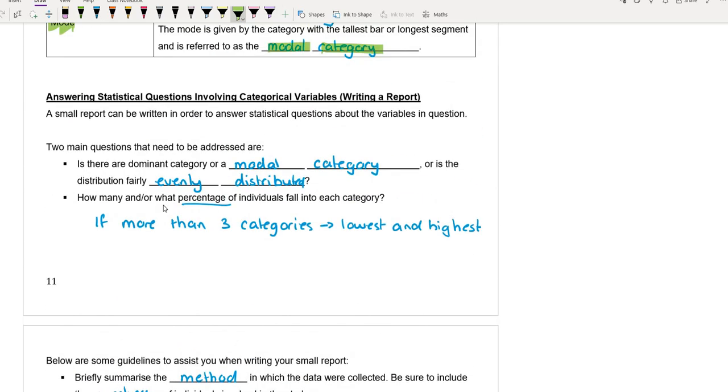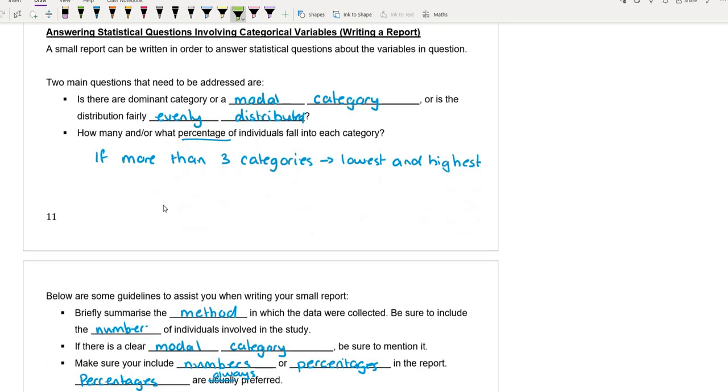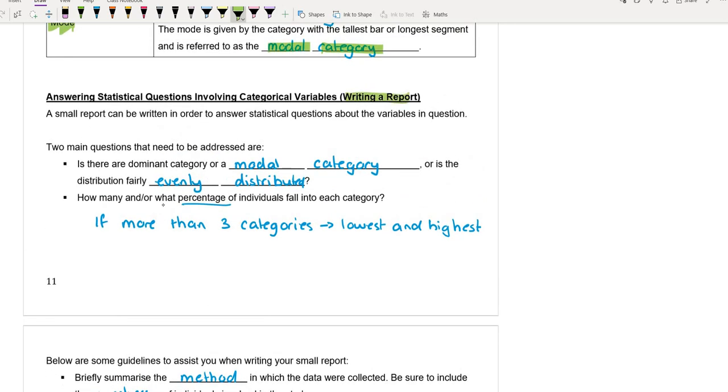And lastly, we're looking at writing reports using categorical variables. We'll be looking at writing small reports, so nothing fancy, and it'll always follow the same structure, which I'm about to go through now.